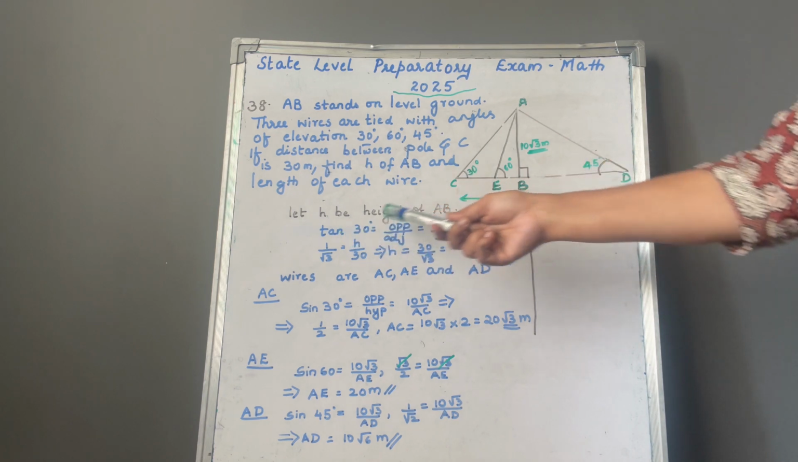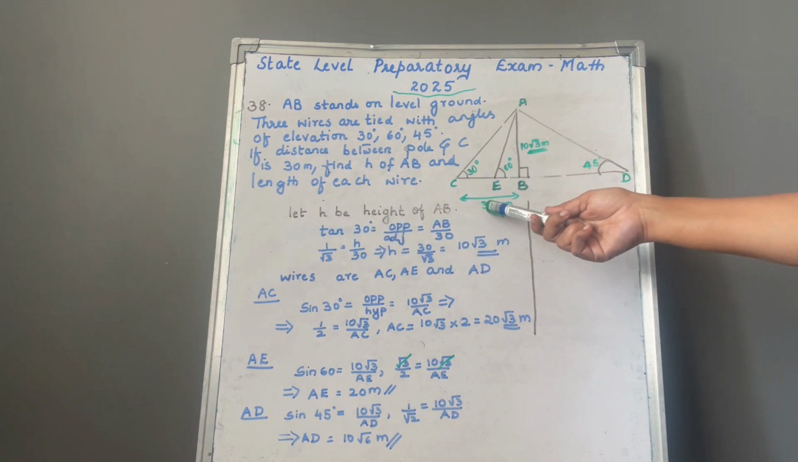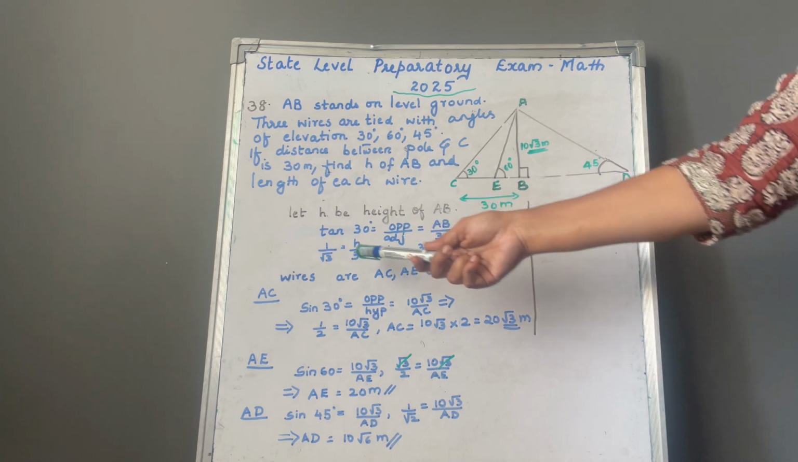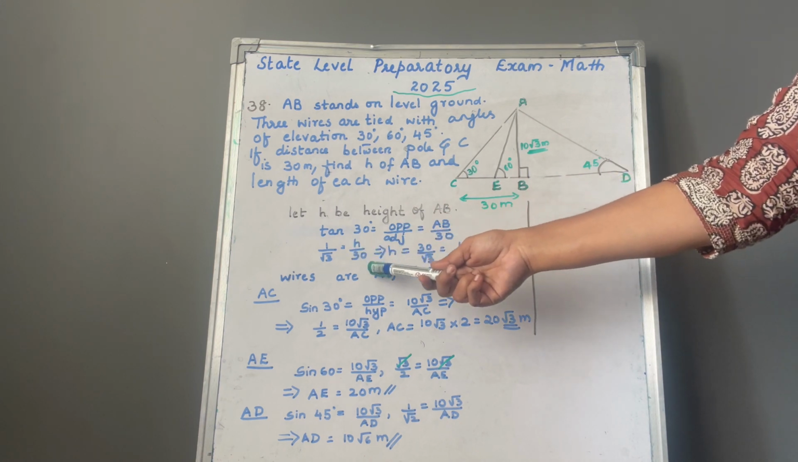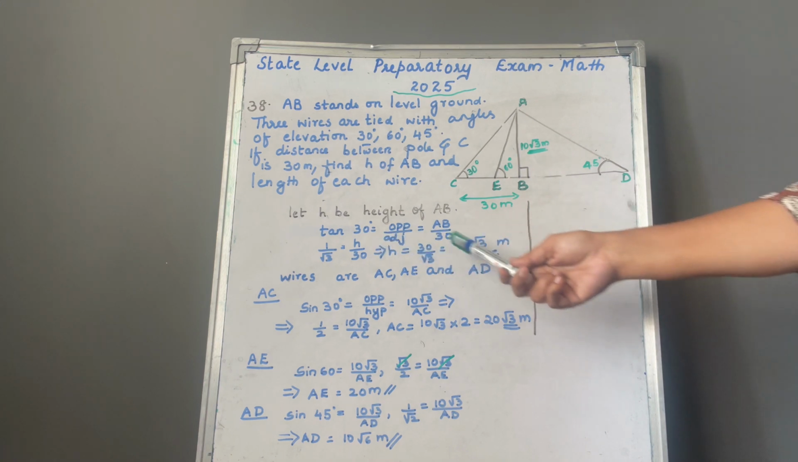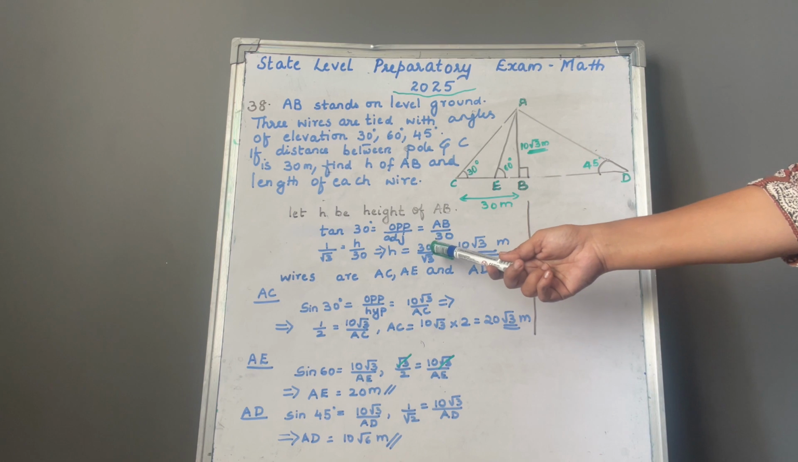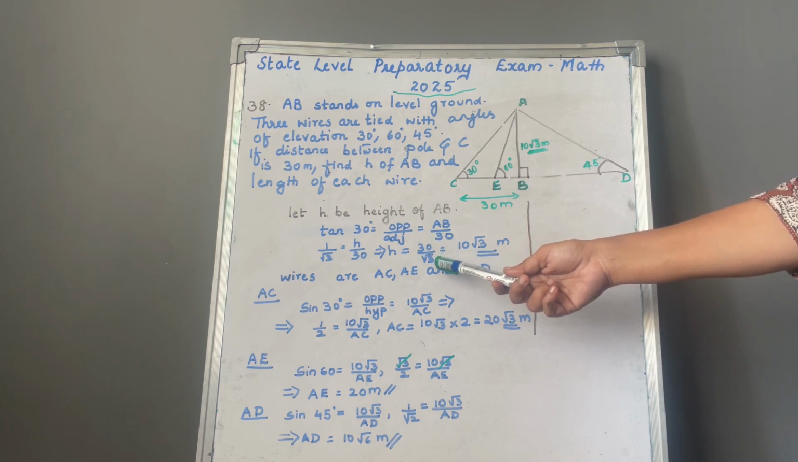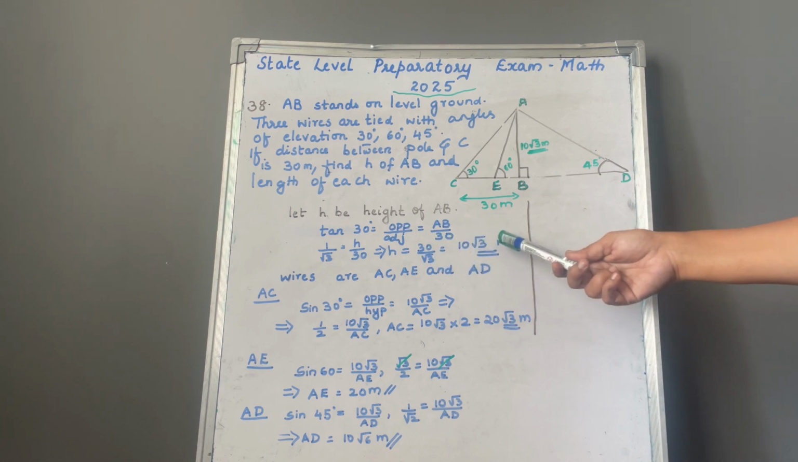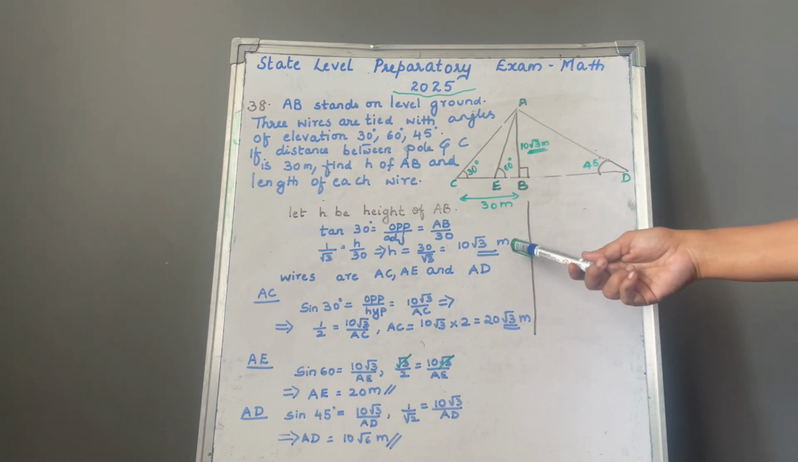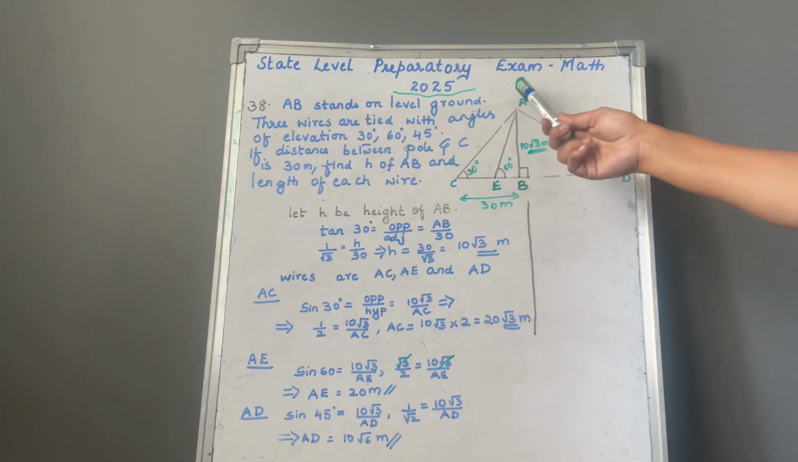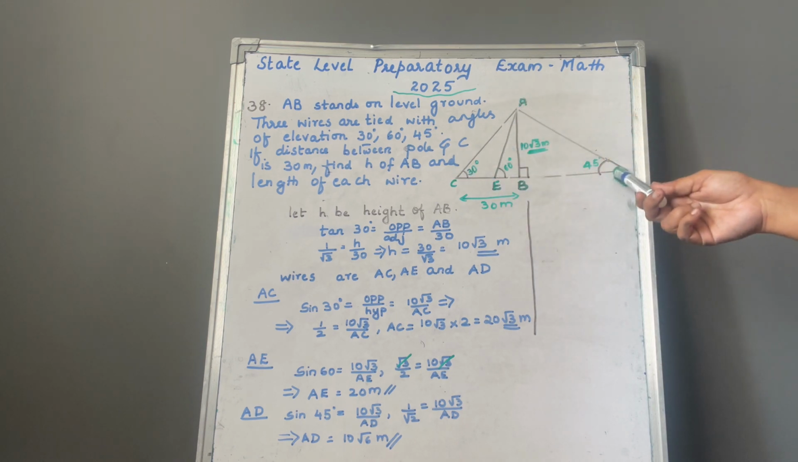So tan 30 is opposite by adjacent, which is h by 30. Cross multiplying, we get h is equal to 30 by root 3. On rationalizing, we get 10 root 3 meters. Next, we have to find the length of wires AC, AE and AD.